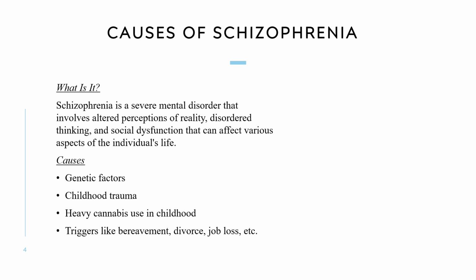So there is a genetic link, but there are also environmental factors that can cause or precipitate schizophrenia. Things like childhood trauma, having historic trauma, drug use, like heavy cannabis use in childhood, and then of course there are social triggers, different social events that might cause schizophrenia. Things like bereavement, losing a loved one, having the end of a relationship, or going through a divorce, losing your job. These things can obviously be triggers and precipitate schizophrenia.